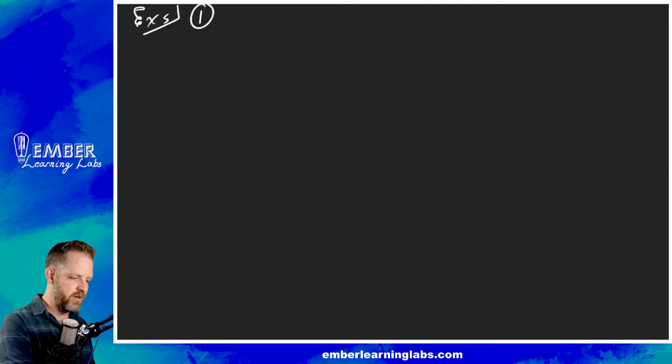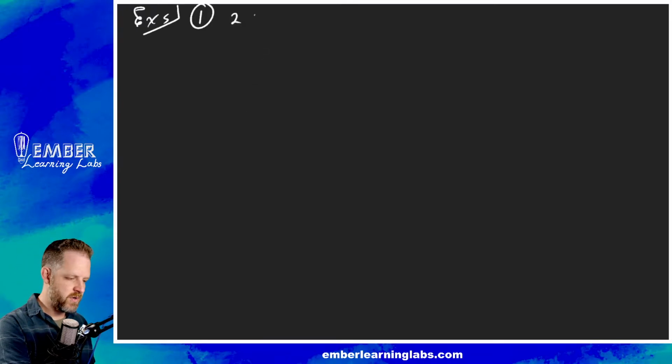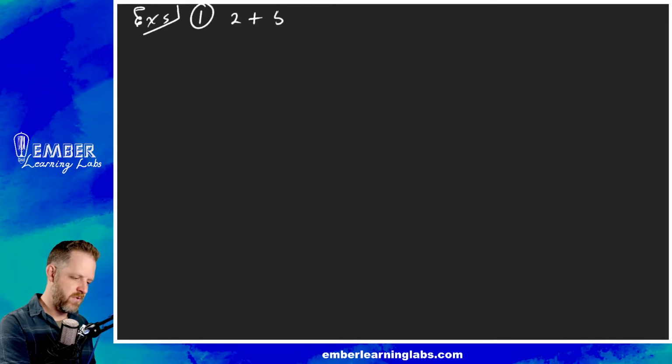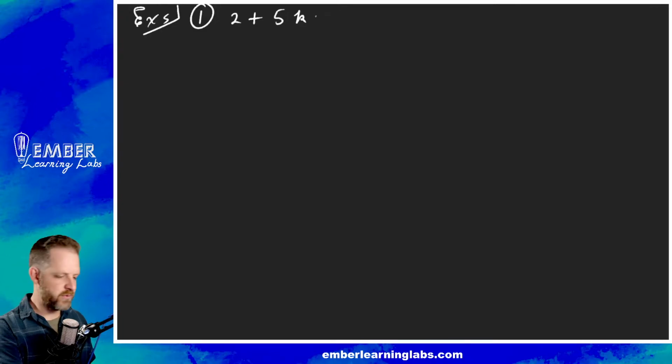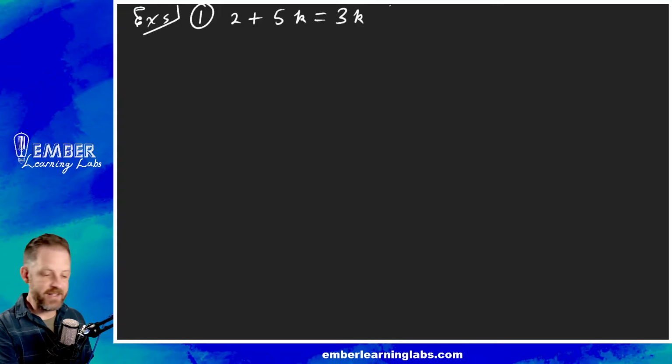Example number 1 is going to be 2 plus 5k equals 3k minus 6.